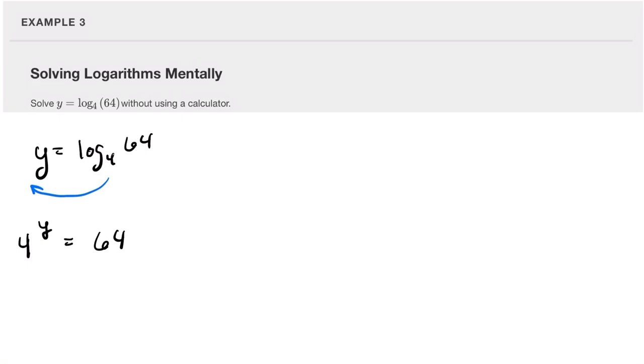Now let me see, 64, is that a power of 4? 4 times 4 is 16. I think that's 4 to the power of 3? 16 times 4 is 40 plus 24, 64. So 64 is the same as 4 to the power of 3. So notice we got these two expressions to look similar. So then at this point we just equate the powers. So long story short, y equals 3.